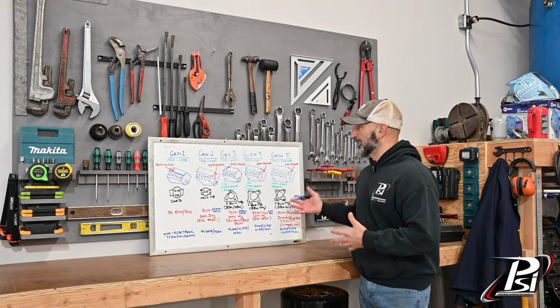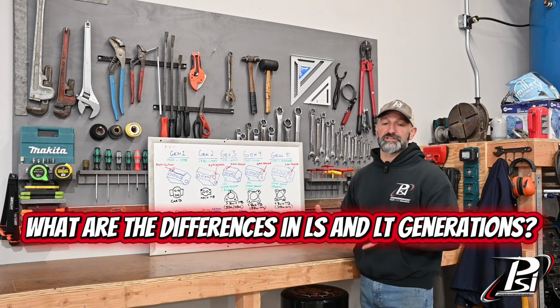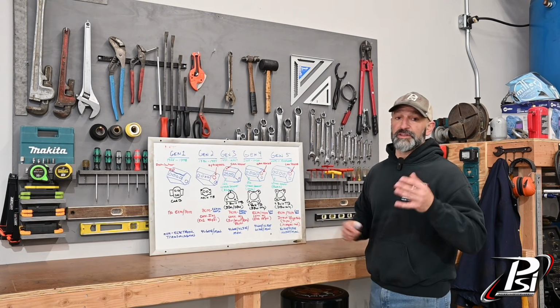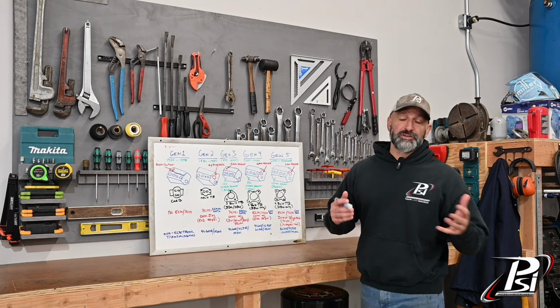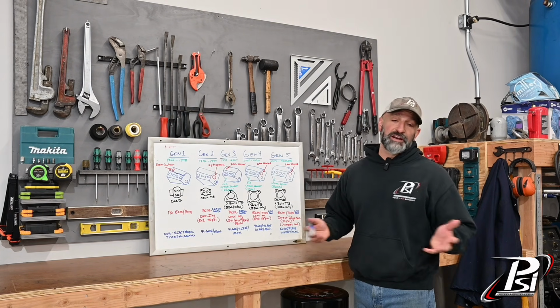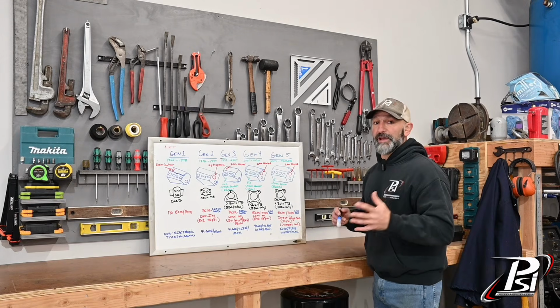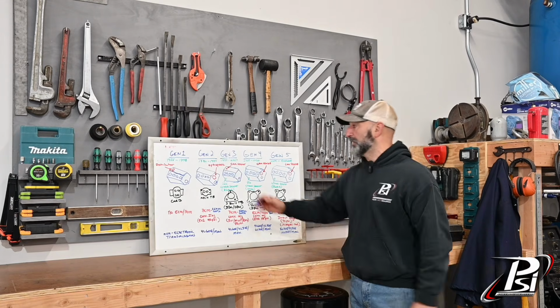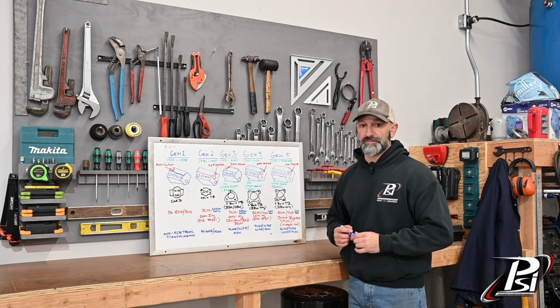So today we're going to be talking about the differences in LS and LT generations. Now some of these might seem obvious to you, and I get it, they are to people that are a little bit more seasoned, but for a lot of new customers, these might be questions they're afraid to ask. So we're going to go all the way back to 1955, and we're going to start out and break everything down by generations. And again, this is small block Chevy type stuff.